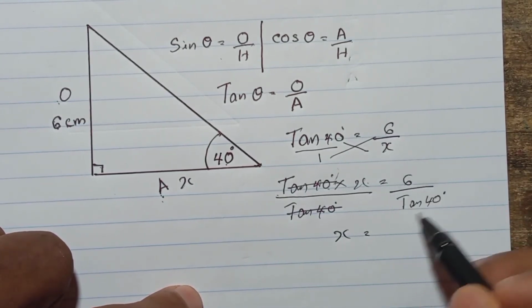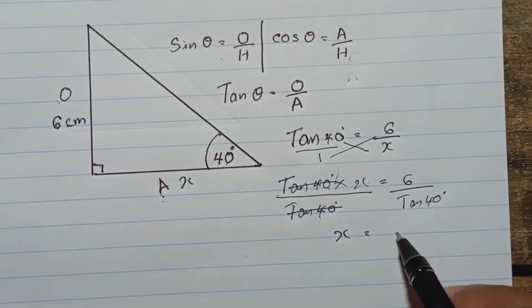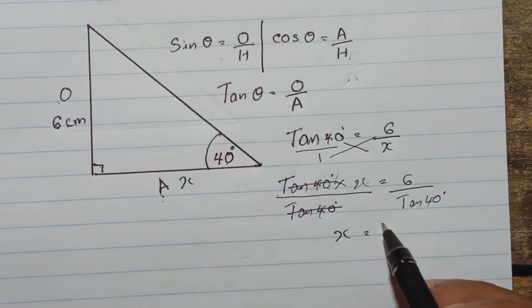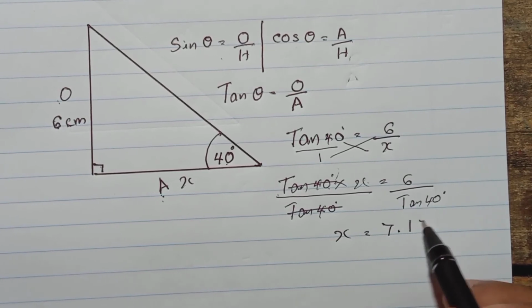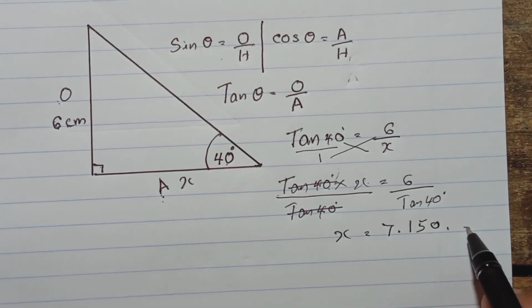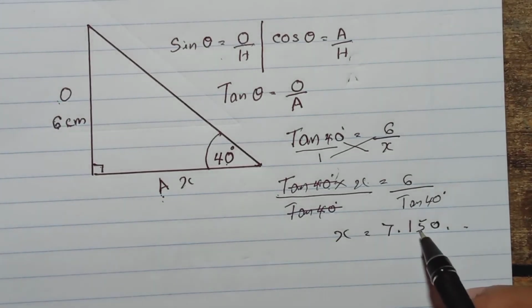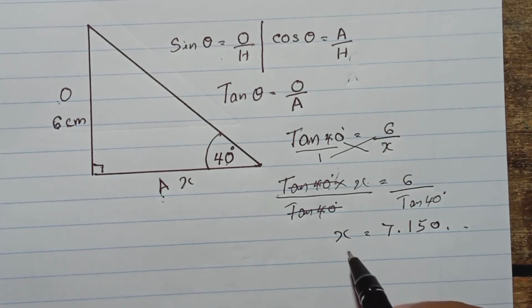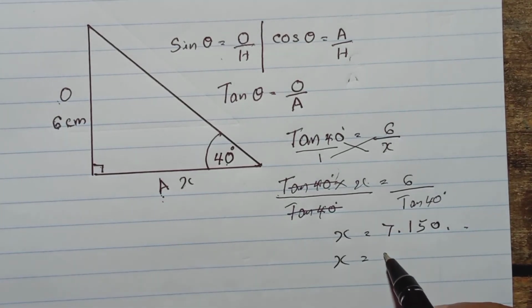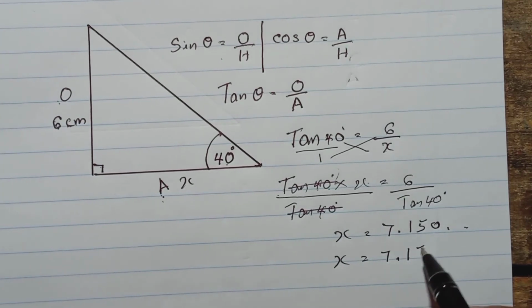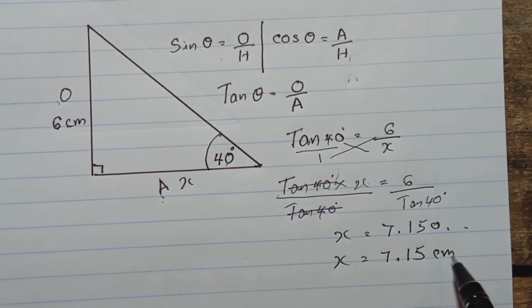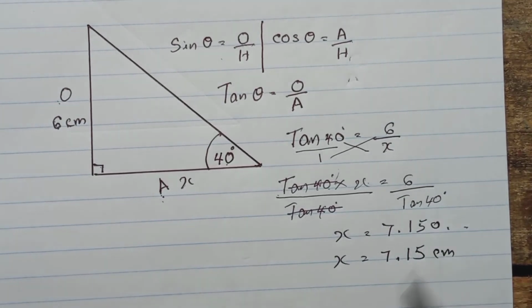Now you need to apply this to the calculator. When you apply this to the calculator, my answer was 7.15 and 0 and something. Now if I write this to 2 decimal places, it will be x equals 7.15 centimeter. Because this is 0, we don't need to add anything. So this is the answer. Keep in mind, this is the idea.